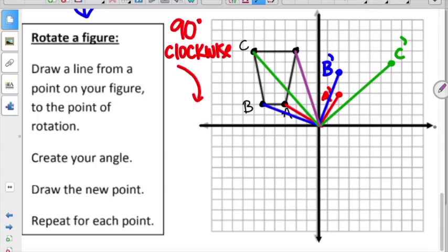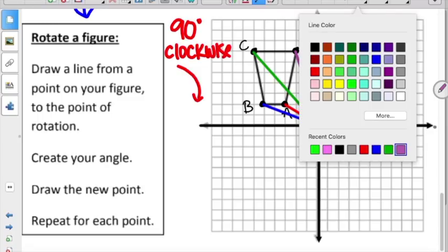This is just one way to do a rotation. There are other ways that we can show you if you'd like when you're working on your rotation packet.